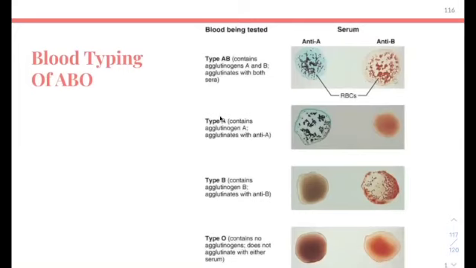The AB blood type reacts to both the anti-A and the anti-B. Type A reacts to the anti-A. Type B reacts to the anti-B, and O reacts to nothing. So whatever it reacts to is what blood type it is.